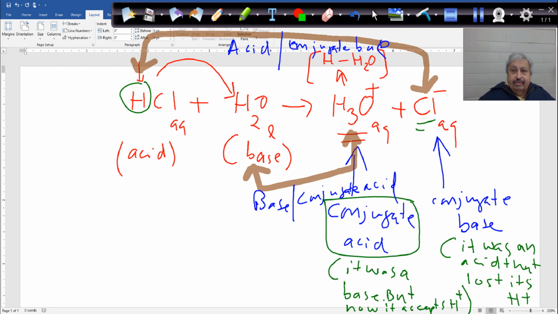Okay, guys, this will come in the next exam and quiz and in the final exam. So we can review this by looking at one of the worksheets to see if we can determine. So what is a conjugate acid? What's a conjugate base? A conjugate acid was a base that accepted H plus. A conjugate base was an acid that lost H plus.